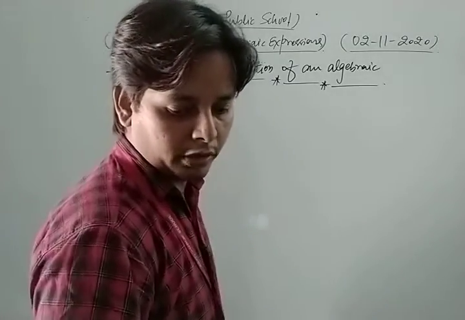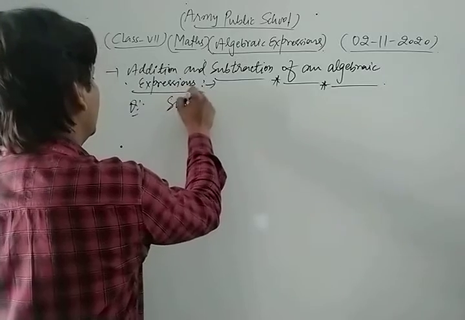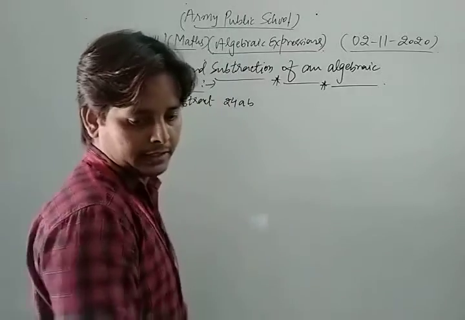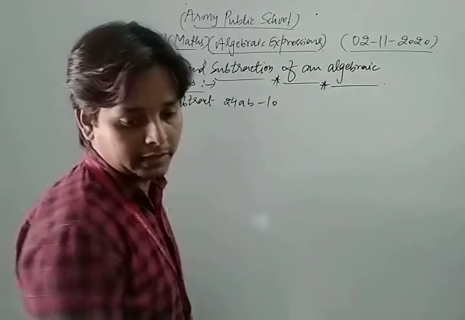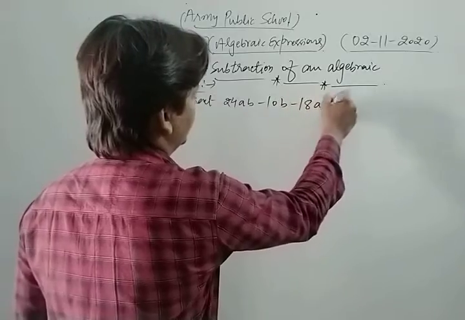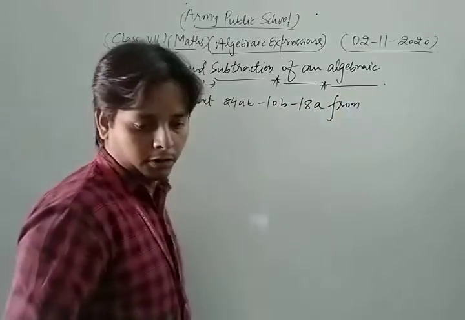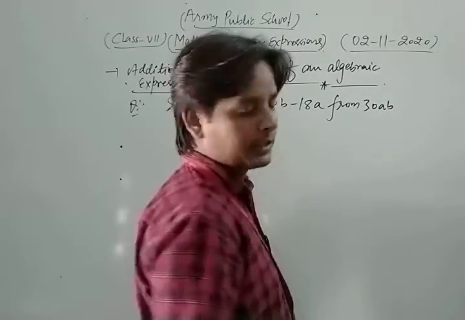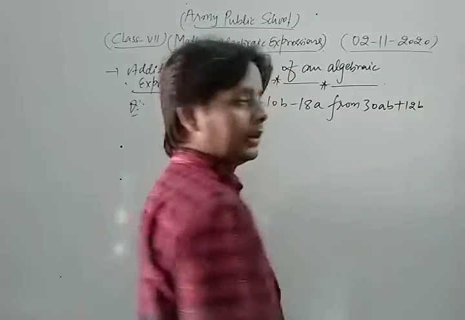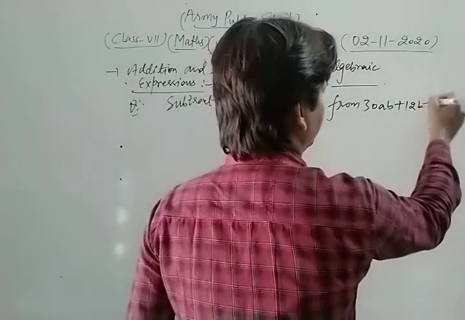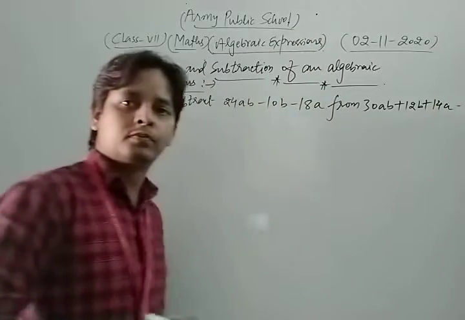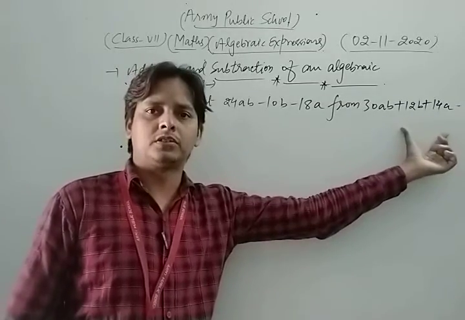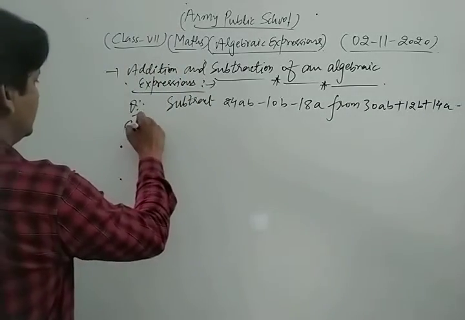Subtract 24ab minus 10b minus 18a from 30ab plus 12b plus 14a. Now we subtract these from this algebraic expression. Let's see its solution.